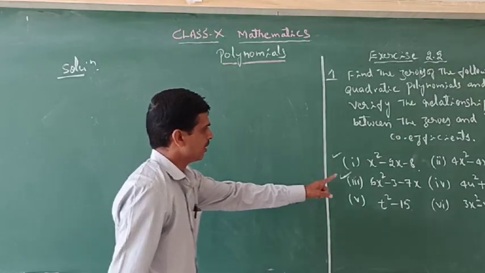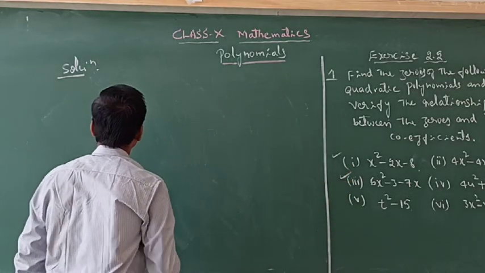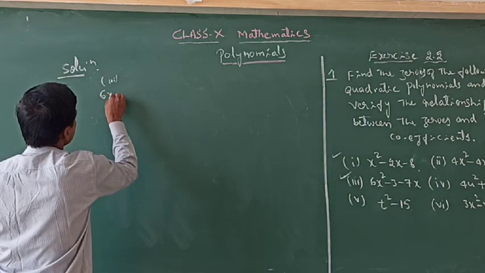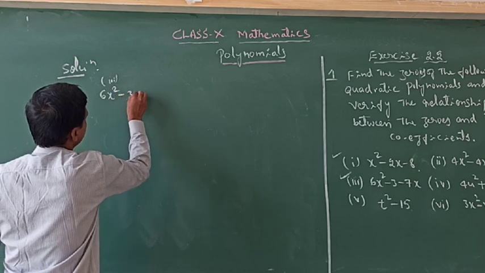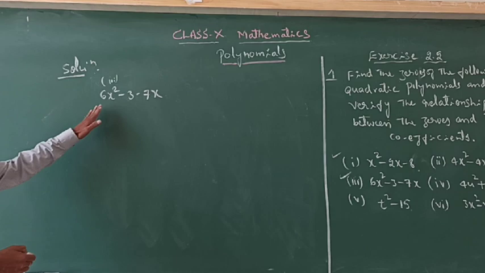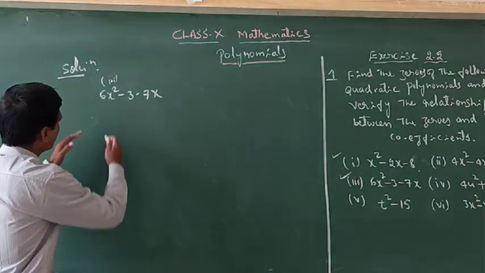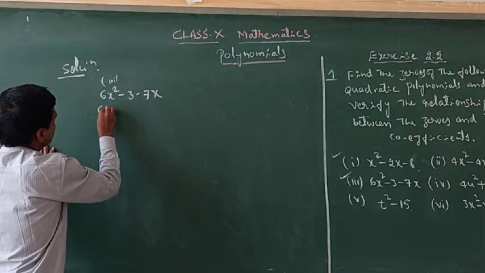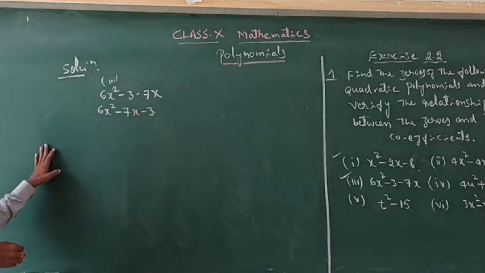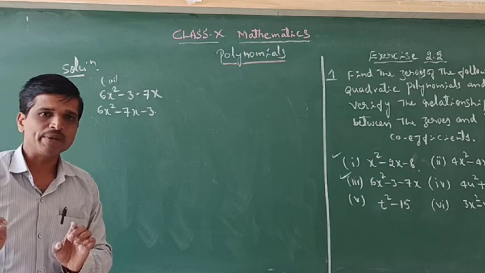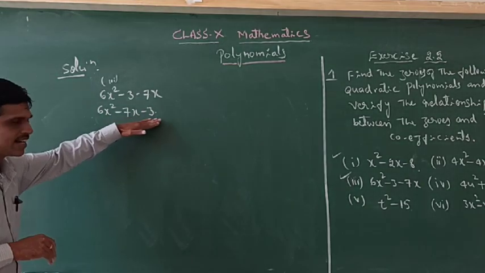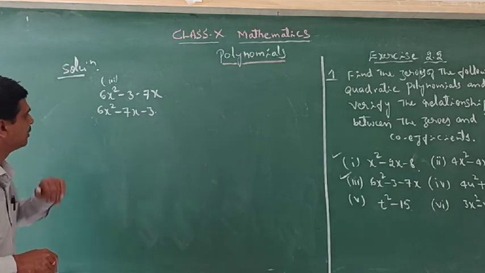Now consider the next one, the third one I want to take over here. The third one is 6x square minus 3 minus 7x. Consider the standard form. Of course, it is a quadratic polynomial. The standard form is 6x square minus 7x minus 3, because a quadratic polynomial can be generally represented as ax square plus bx plus c.